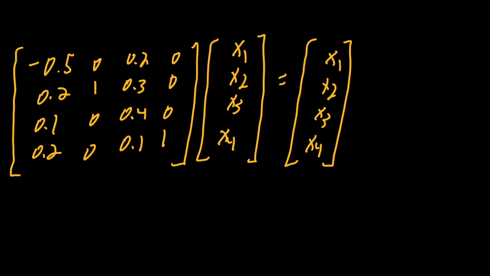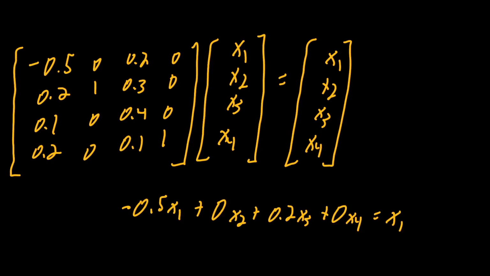So let's convert this equation into a system of linear equations. Let's start off with the first row. This is what it should look like when you multiply the first row of your transition probability matrix by the column vector, and it should equal the first row of the column vector past the equal sign.